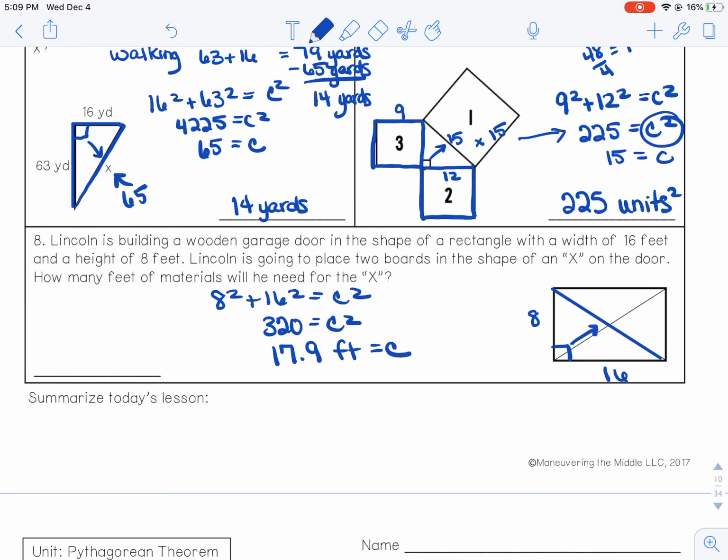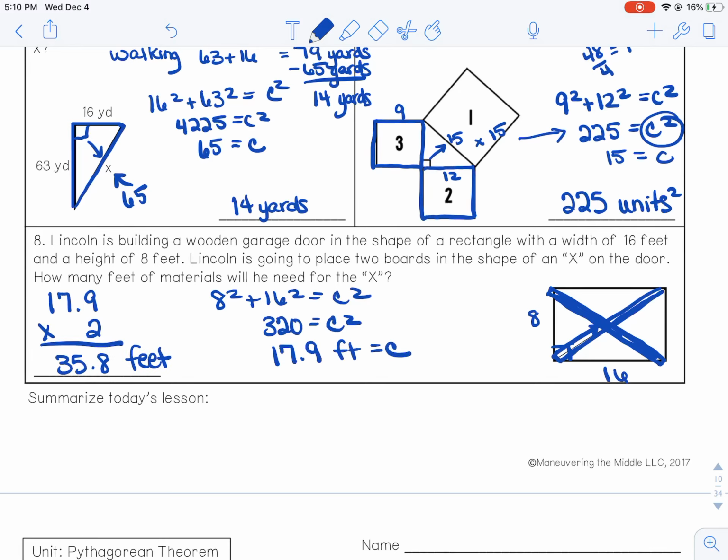Okay, so the length of that diagonal, if I was going to put a board on there, I would need a board that would be 17.9 feet, or right at 18. But I'm going to do the boards in an X. So this over here is also an 8 by 16 rectangle. So I just need to take that 17.9 feet, and I need to multiply it by 2 because I'm going to have 2 boards. So when I multiply that by 2, I'm going to get about 35.8 feet.